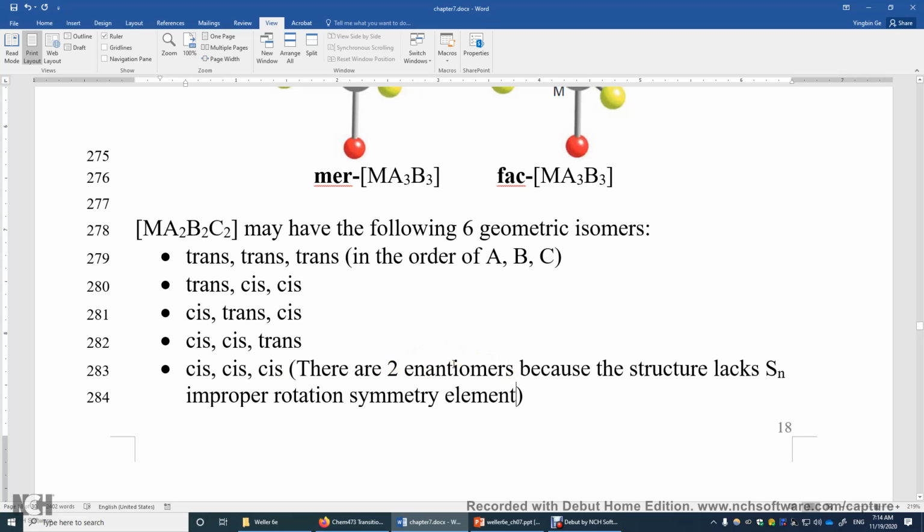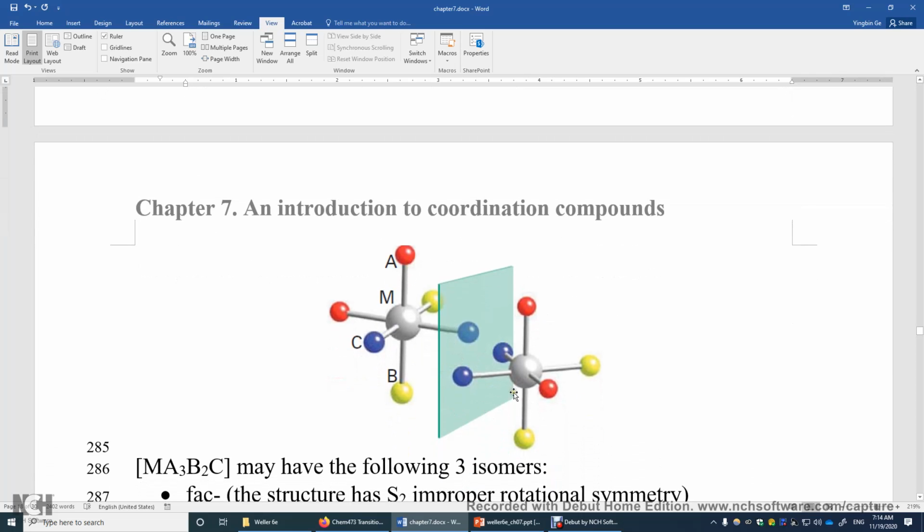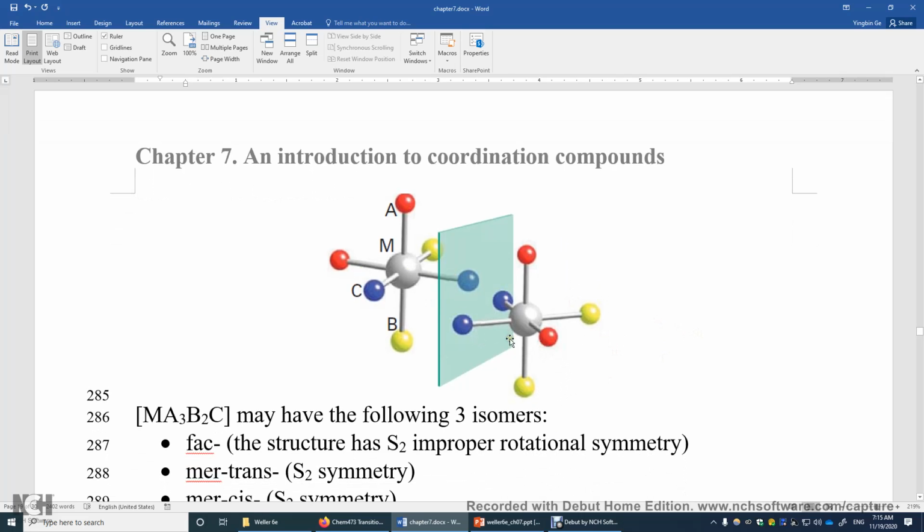They are non-superimposable on each other. Now let's look at the mirror images. So cis A, cis B, cis C, and cis C, cis B, cis A. And now you can see they are mirror images to each other. And also, if you just look at this structure, it does not have an S1 symmetry element. So again, S1 is just a symmetry plane.